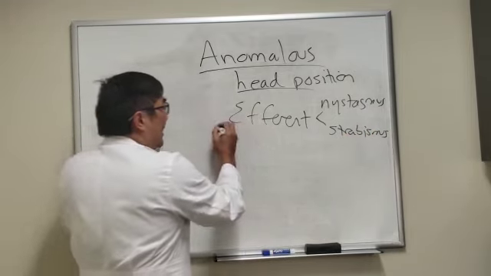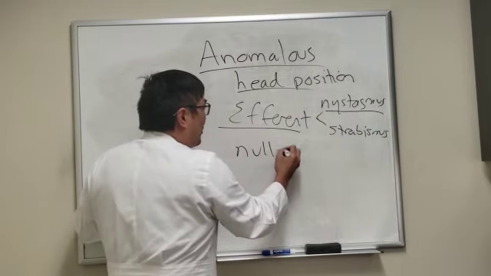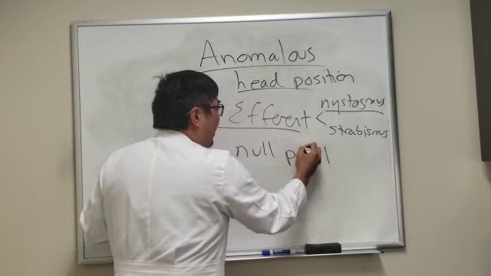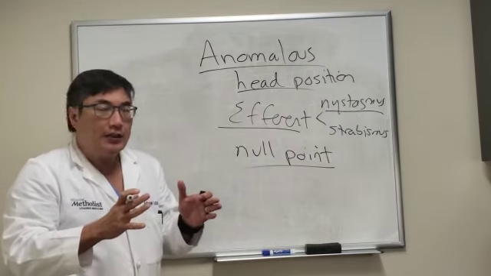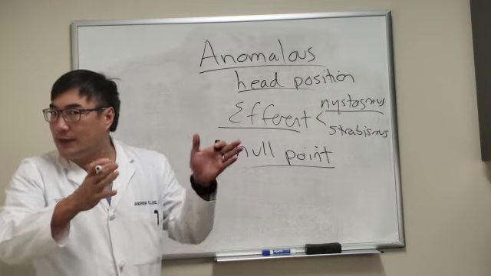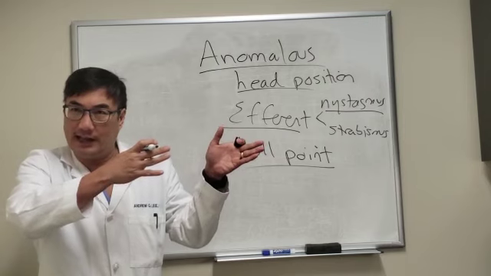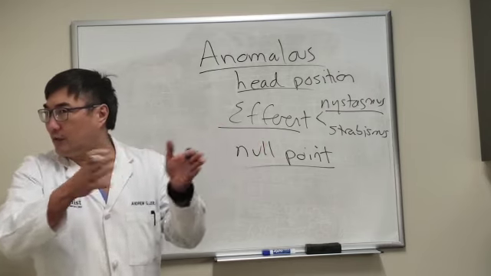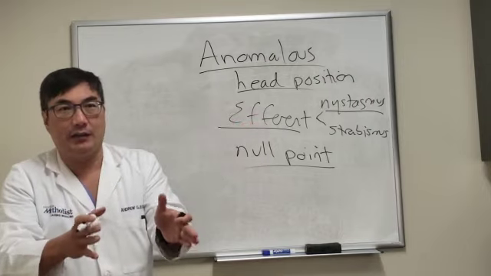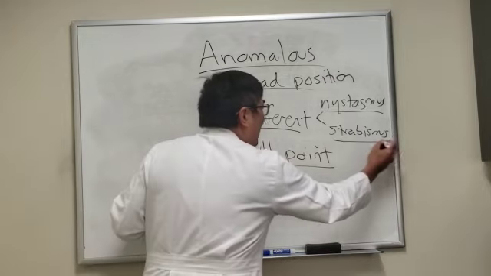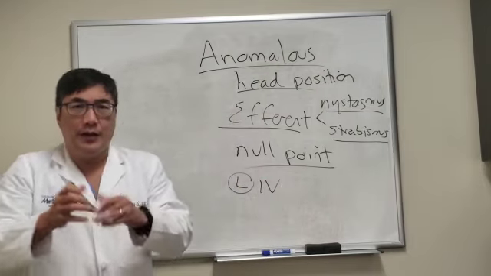And so in efferent nystagmus anomalous head positions, they're going to assume a position of their head where they can have a null point, which is where the nystagmus beats the least. So for example, if someone's null point is when they look to the left, they feel like they have less jumping, they're going to turn to the right to drive their eyes to the left so that they'll be in the null point.